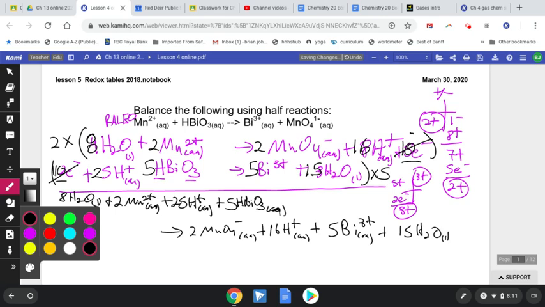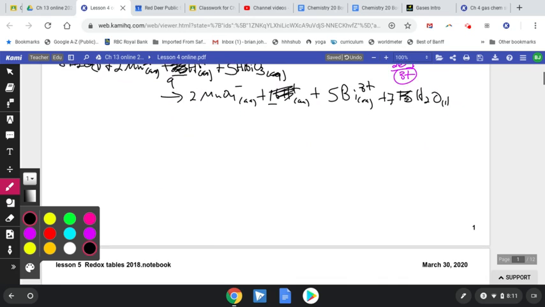Okay, let's simplify. We're going to take 8 waters away from each side. 8 gone, 8 gone, which leaves me with 7 waters. 16 hydrogen, 25, so I can take away 16 from both. 25 becomes 9. Okay, there's your balanced redox reaction using the half reaction method. That's about as tricky as they get.